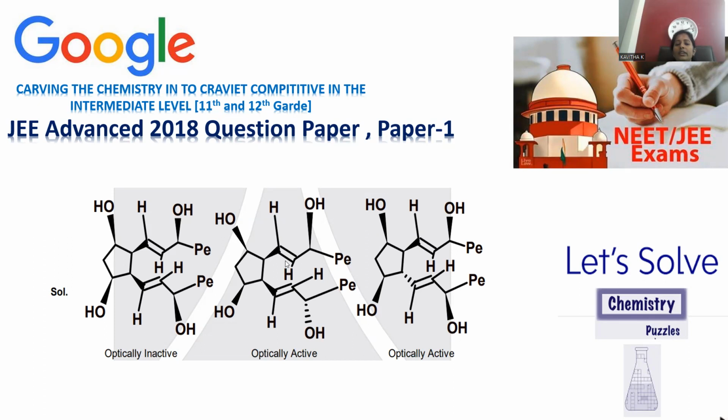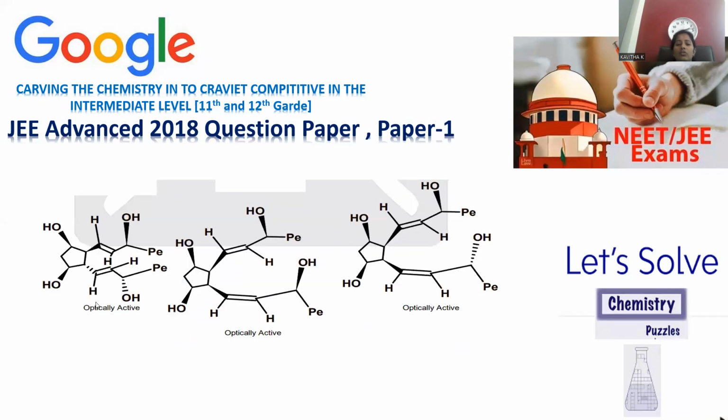So how many did you count? 1 and 2. So this one is not counted. Move on to this wedge bond, and this is also a wedge bond. Two possibilities you can notice, so it is also optically active, because it is an unsymmetrical molecule, no plane of symmetry, optically active.